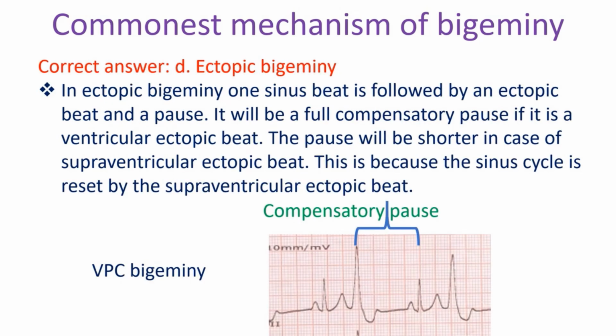In ectopic bigeminy, one sinus beat is followed by an ectopic beat and a pause. It will be a full compensatory pause if it is a ventricular ectopic beat. The pause will be shorter in case of a supraventricular ectopic beat. This is because the sinus cycle is reset by the supraventricular ectopic beat.